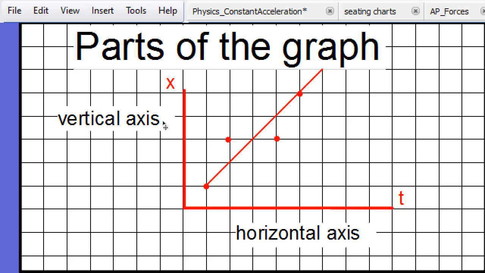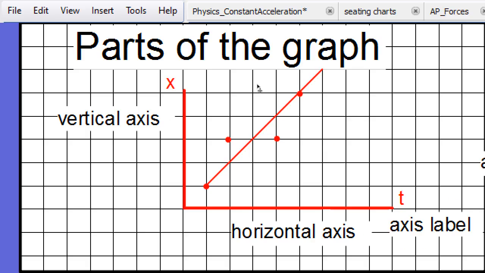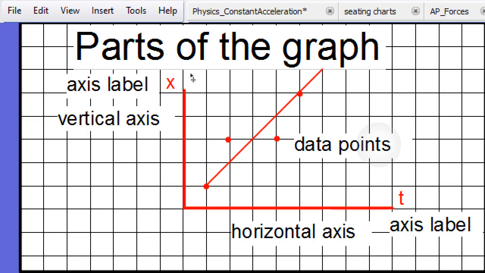Now these two axes can be different things, but in physics, the horizontal axis is always time. And there it is labeled. And there's that one labeled. Now this is an xt graph, which means it's a position over time graph. Once you have your axis set up, you can plot your data points. And once you have all your data points, you can draw your best fit line. Alright, now that we have all that, moving on.